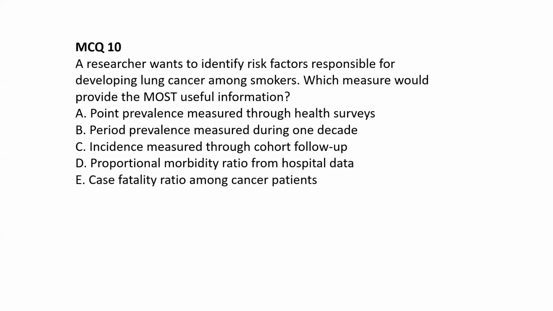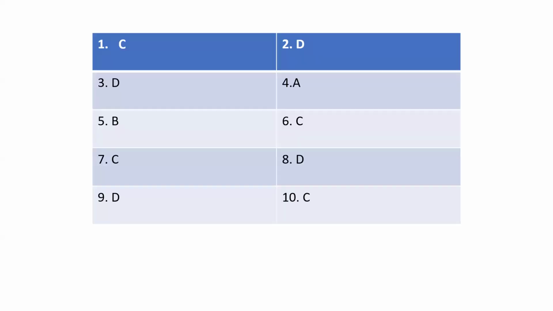MCQ number 10: A researcher wants to identify risk factors responsible for developing lung cancer among smokers. Which measure would provide the most useful information? A, point prevalence measured through a health survey; B, period prevalence measured during one decade; C, incidence measured through cohort follow-up; D, proportional morbidity ratio from hospital data; E, case fatality ratio among cancer patients. C is the right option: incidence measured through cohort follow-up. So this is the answer key.